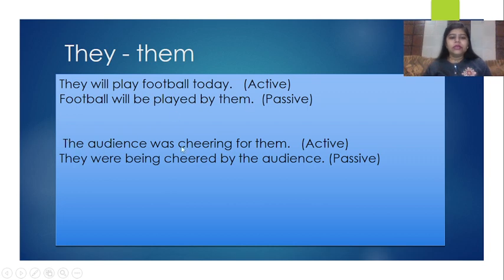Next one, the audience was cheering for them. So here them is object and now it will be subject, right? They were being cheered by the audience. I mean to say in place of subject and object, right? They are object still, but we're just changing the places of them. That's why them will be converted into they. So this will be they were being cheered by the audience. That will be passive form. Let's move to next slide.